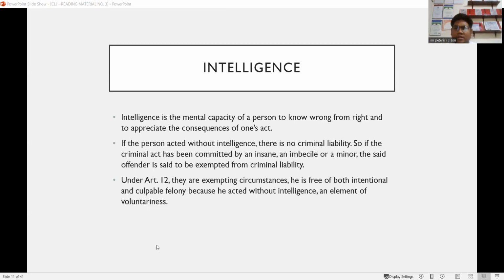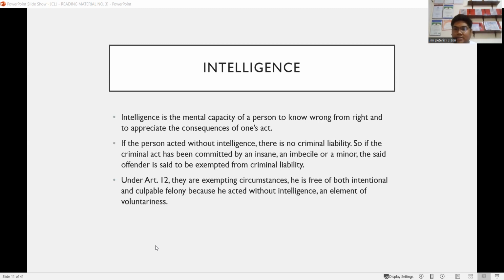Intelligence is the mental capacity of a person to know what is right or wrong and to appreciate the consequences of his acts. So if he commits a crime, he knows that there is a corresponding punishment. If a person acted without intelligence, there is no criminal liability. These are exempting circumstances.